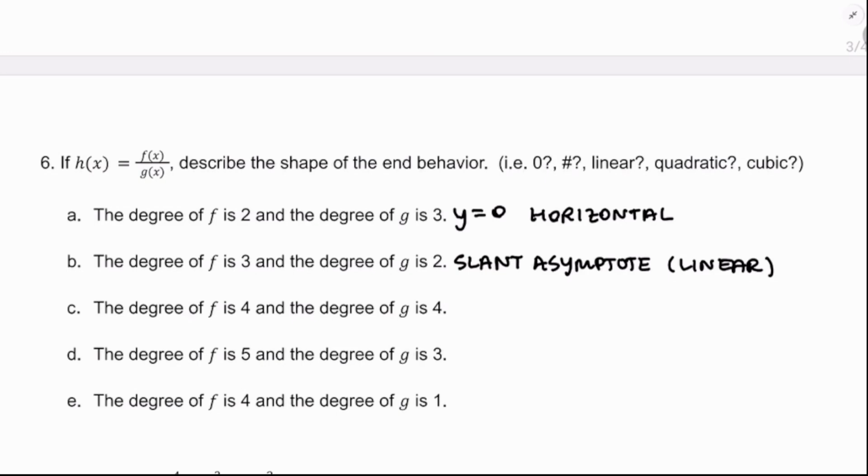The degree of f is 4 and the degree of g is also 4, so we've got equal degrees. That's where we're going to see y approaching some constant value that's given by the ratio of the leading coefficients. So y equals some non-zero constant horizontal asymptote.